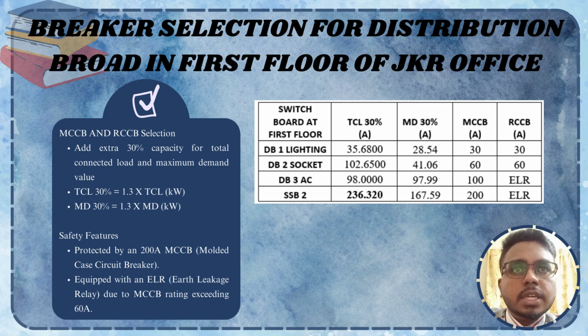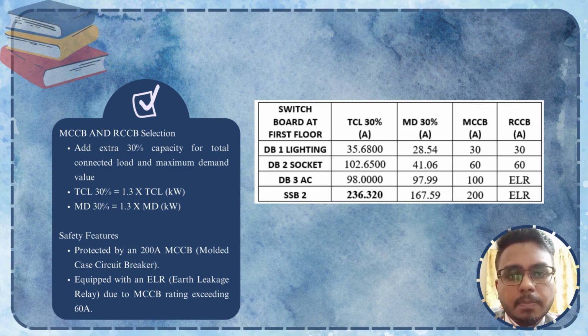For DB AC and SSB, we choose MCCB value 100 ampere and 200 ampere. And for RCCB, we choose ELR as a safety feature because currently we have 60 ampere of RCCB in the market, so it exists. And we choose ELR type for RCCB.